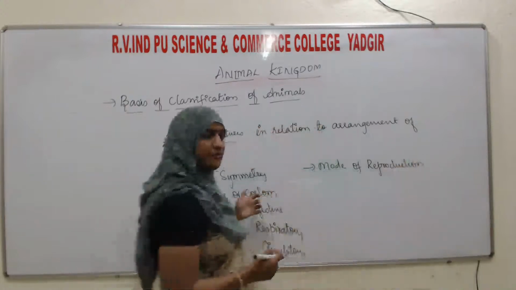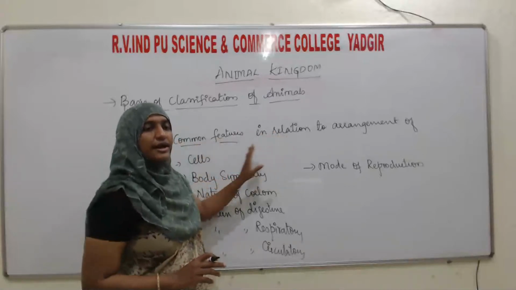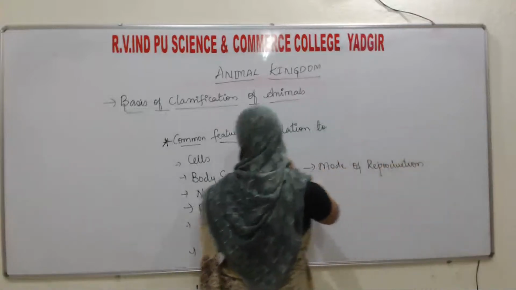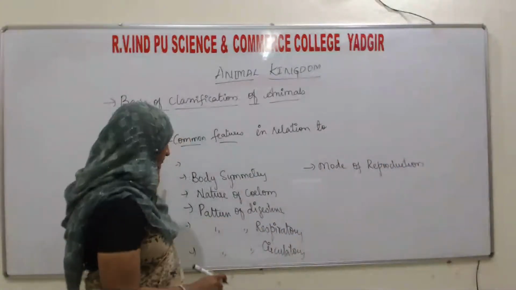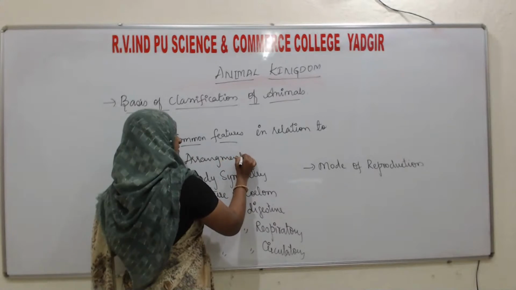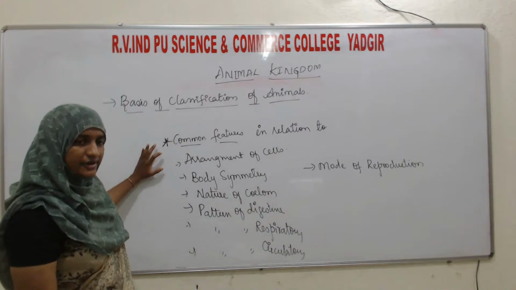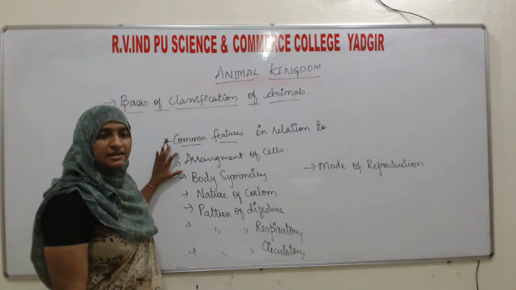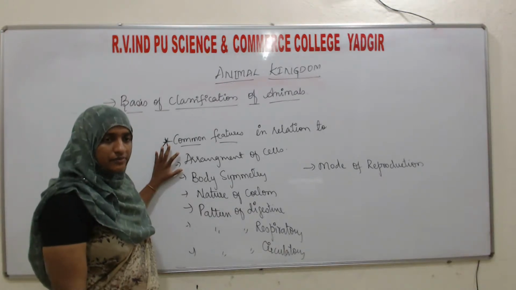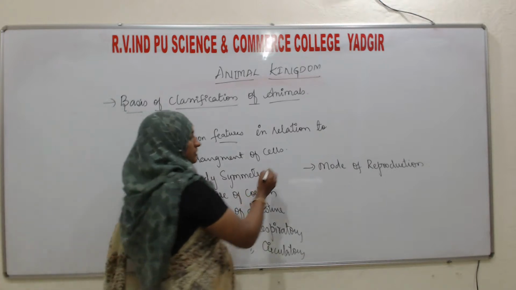Listen here, there are common features in relation to arrangement of cells. Now listen, in different types of animals, the arrangement of cells will be similar in some group of animals. Arrangement of cells means there will be an arrangement of tissues also.